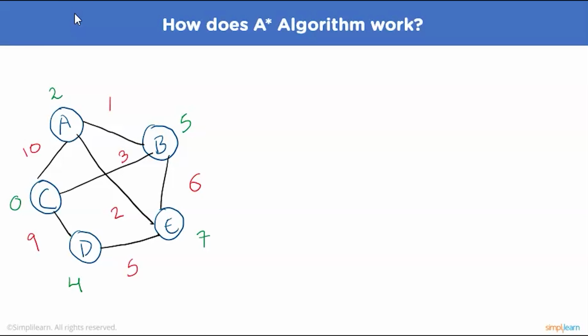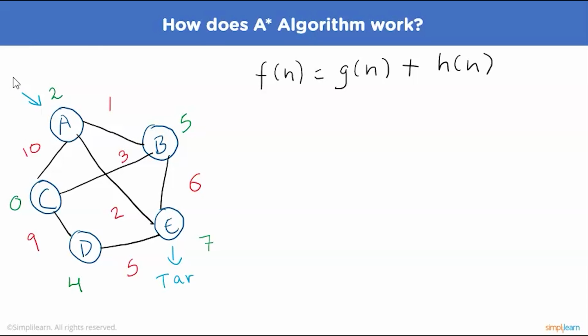From the basic working, you already know that the cost function of your weighted graph is nothing but the path value along with the heuristic value. So let's now say that A here is where we have to start from, and E is our target node. Now A is our starting node.